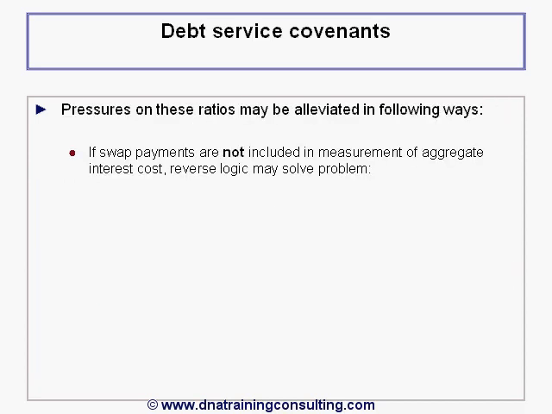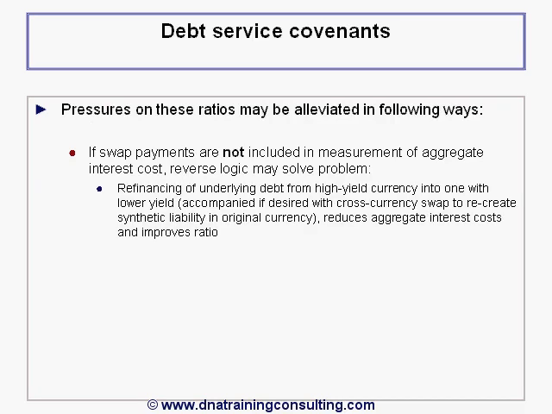If swap payments are not included in the measurement of aggregate interest cost, the reverse logic may solve the borrower's problem. A refinancing of an underlying debt from a high-yielding currency into a lower-yielding one, accompanied, if desired, with a cross-currency swap to recreate a synthetic liability in the original currency, reduces aggregate interest costs and improves the relevant ratio.